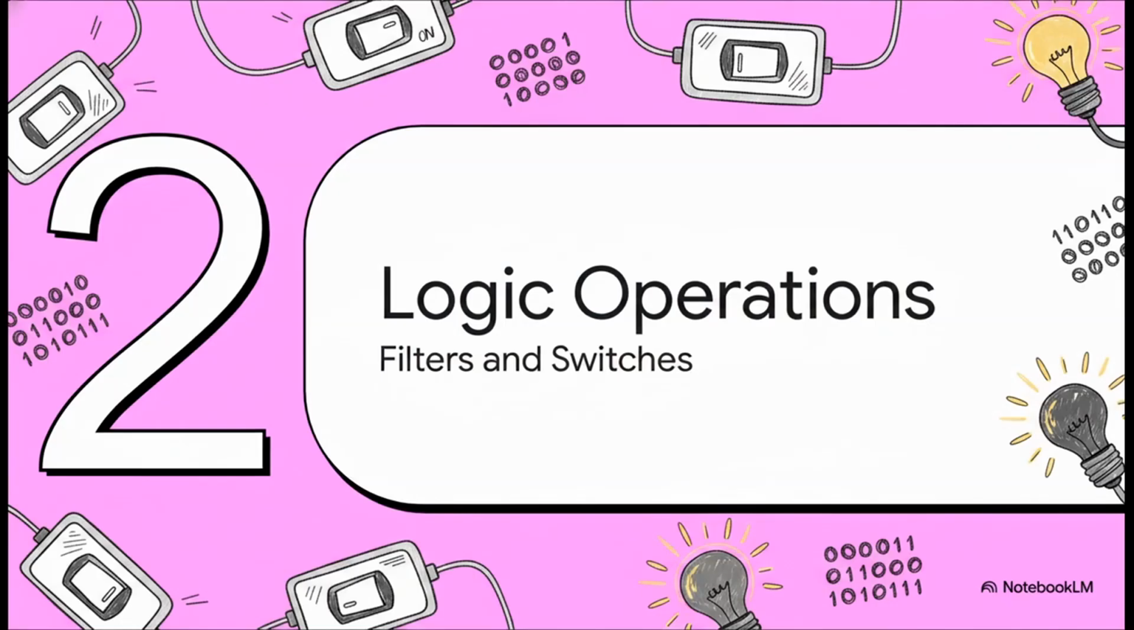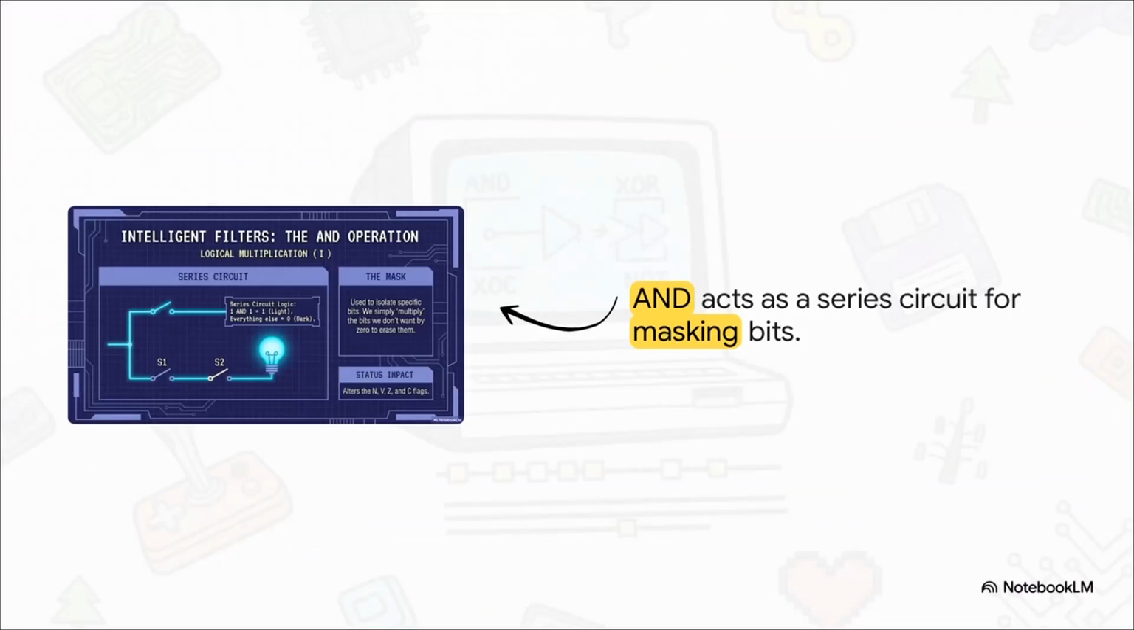All right, moving right along to Section 2, logic operations. Think of these as your filters and switches. Now think of the AND operation just like a series circuit in electronics. Both switch 1 and switch 2 absolutely must be closed for the light to turn on, right? If either one is off, you get a 0. In programming, this makes AND the perfect tool for what we call masking. We basically use it to multiply unwanted bits by 0, which effectively erases them, while keeping the bits we actually want perfectly intact. It's super handy.